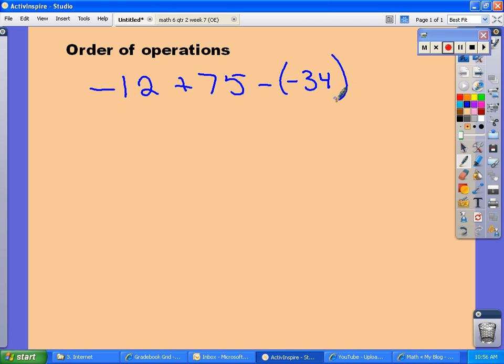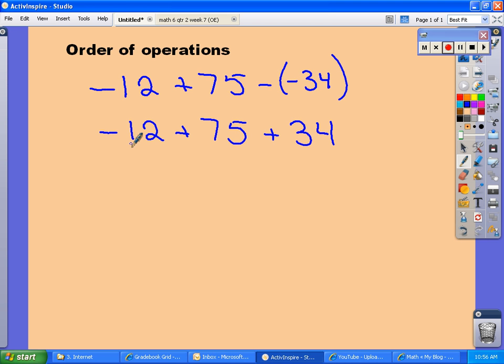Okay, now the first thing I want to do is get rid of the parentheses here. So when we subtract with a negative, we're going to do the inverse of that number, so it's going to be negative 12 plus 75 plus 34. So now we're just going to go straight across.